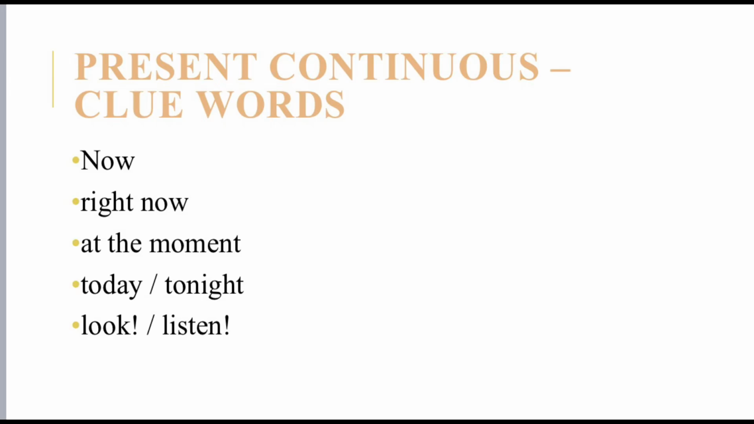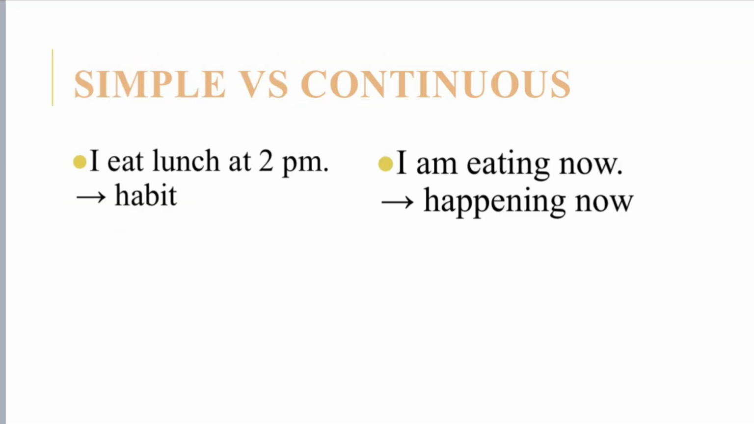Here are the clue words. Now, right now, at the moment, today, tonight, look, listen. These words show that the action is happening now. Now let's compare. I eat lunch at 2 p.m. This is a habit. I am eating now. This is happening now. So, present simple is a routine and present continuous is an action at the moment. This difference is very important.